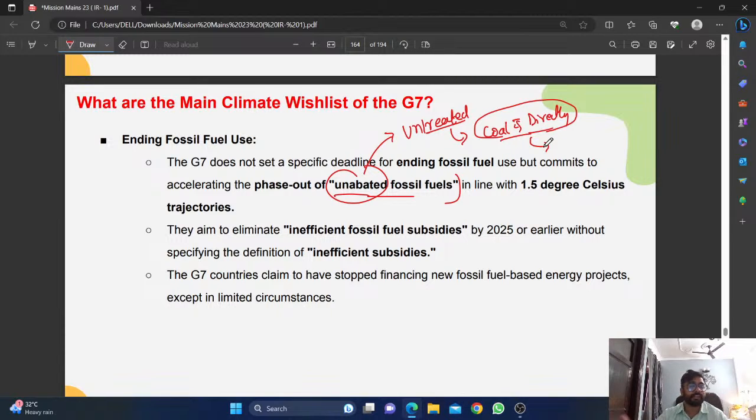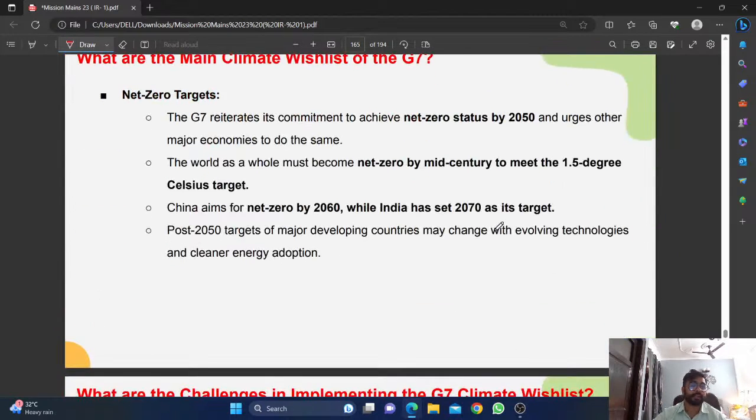So the G7 nations aim to eliminate inefficient fossil fuel subsidies by 2025. They target to come out of giving inefficient fossil fuel subsidies by 2025. That means not to promote any fossil fuel anymore after 2025. Okay, this is their target.